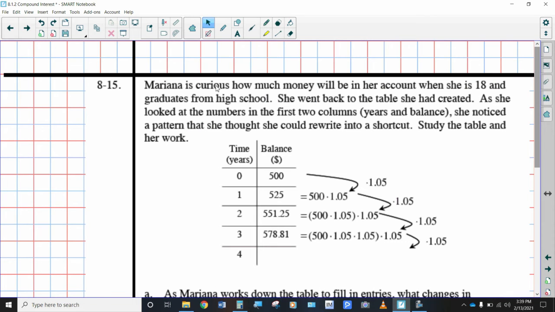All right, so Mariana is curious about how much money will be in her account when she's 18 and graduates from high school. She went back to the table she had created. As she looked at the numbers in the first 2 columns, she noticed a pattern that she thought she could rewrite into a shortcut. Study the table and her work. Notice what the pattern is.